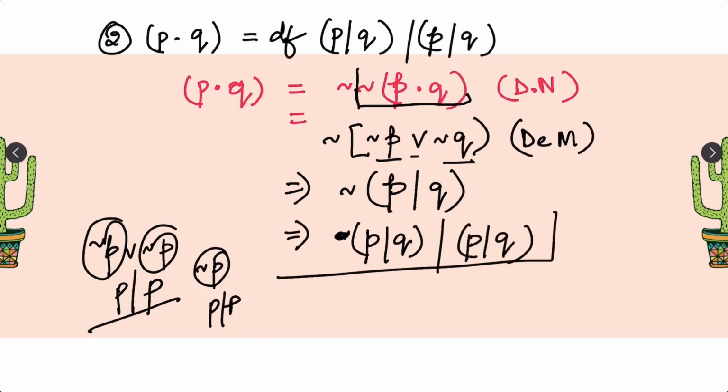So again if you see, this is the formula which we get. So p dot q, in that case you get p stroke q and then again a bigger stroke and then p stroke q.